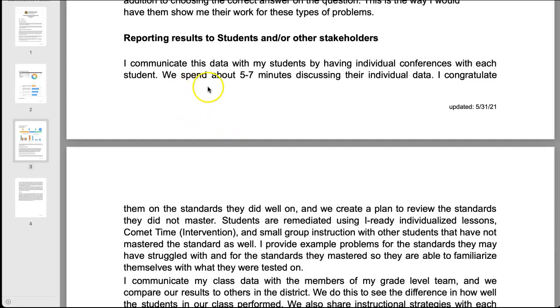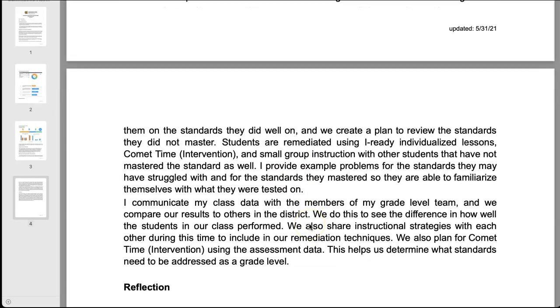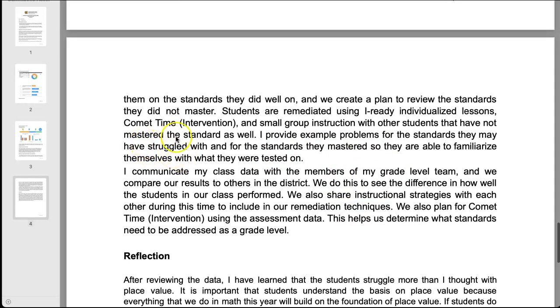I reported to students and stakeholders. In a PLC, I communicated this data with my teammates, and we compared data to see how their students performed on certain questions versus other classes, and then we shared instructional strategies. Students are remediated using iReady individualized lessons at this point, in Comet Time, which is our intervention block, and then small group with other students that have not mastered the standard as well. So they were grouped based on students that had the same struggles. I provided example problems for standards that they may have struggled with and for the standards that they mastered, so they are able to familiarize themselves with what they were tested on.